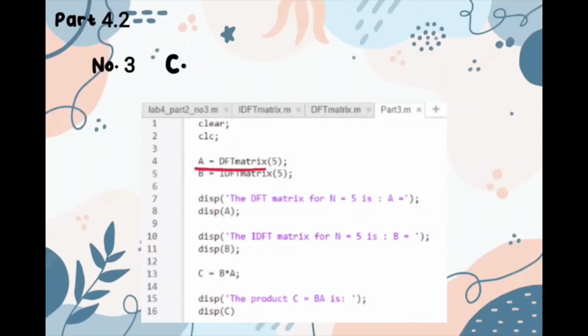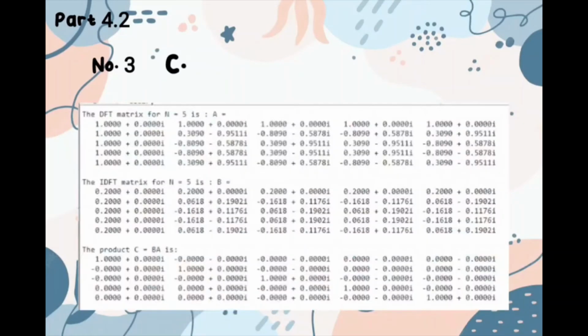The DFT matrix function A that we got from question 1 and the function for the inverse DFT B that we got from before need to be computed for n equal to 5, as at lines 4 and 5. Line 7 is to display the result A for n equal to 5, and line 10 is to display result B for n equal to 5. Line 30 is the operation, then line 50 is to display the result for C. In the command window, this is the result for A, and this is the result for B, and the last one is the result for C equal to B multiplied with A.